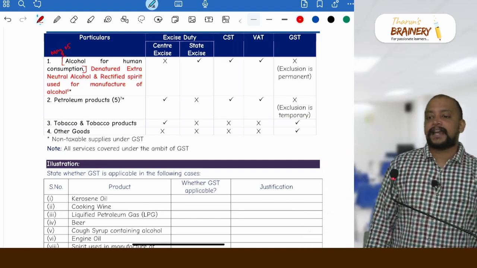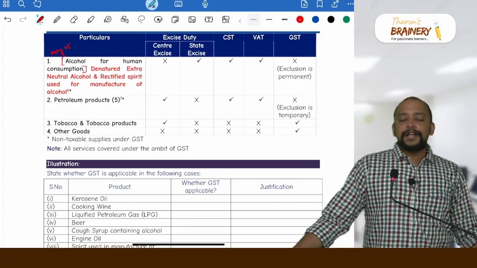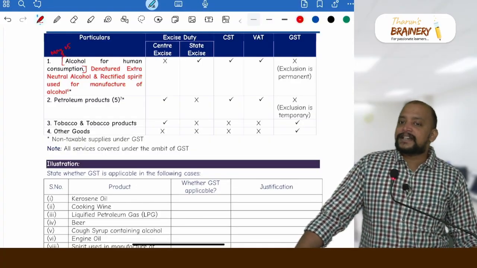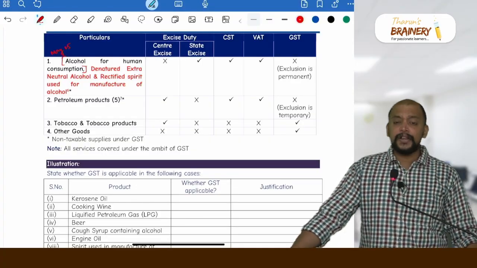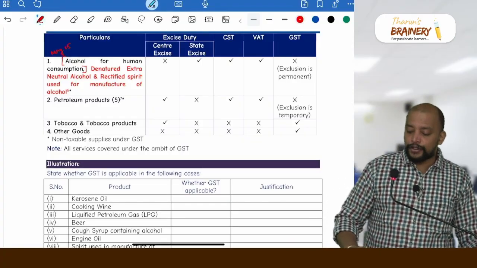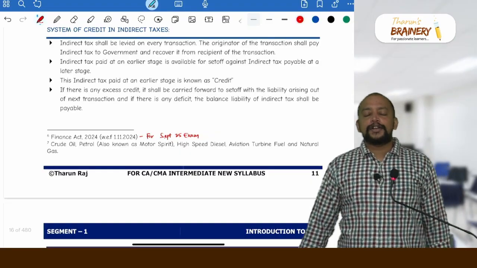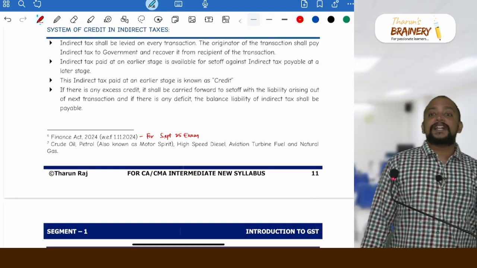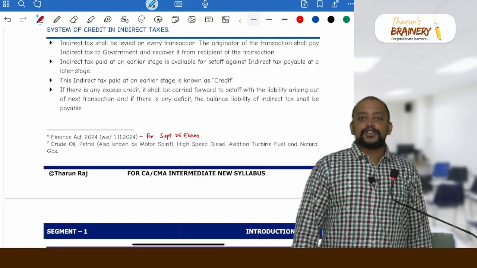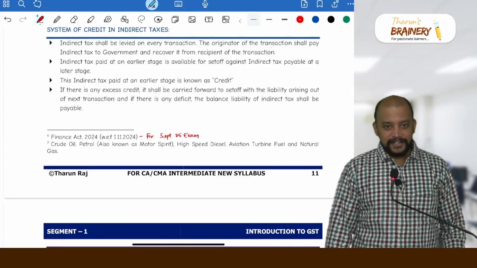Then next, the second product you can see, petroleum products. Are petroleum products also outside the ambit of GST? Yes. Total 5 petroleum products. What are they? You can see in the footnote on the same page. Crude oil, petrol. Petrol is also known as motor spirit. Actually, human spirit is alcohol. Motor spirit is petrol. Got it?